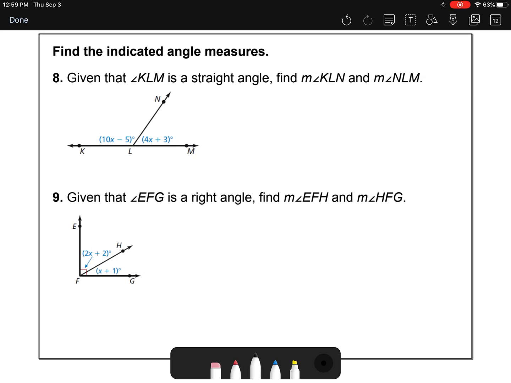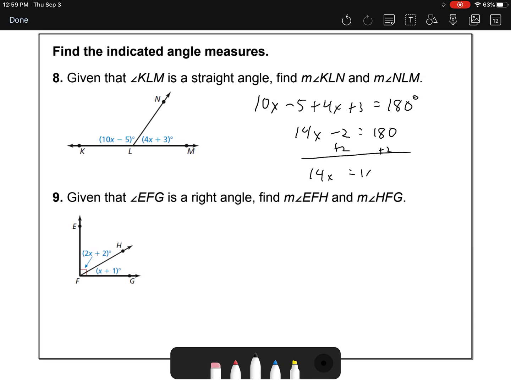Okay, now, given that angle KLM is a straight angle, find the other two angles. Well, that simply means that if we add these two together, we should get how much? 180, shouldn't we? So again, combining like terms, there we go. Add 2. 14x equals 182. Divide by 14. And if we divide those, we get 13.